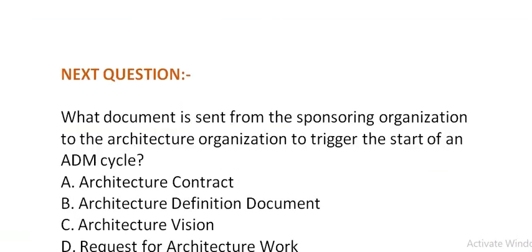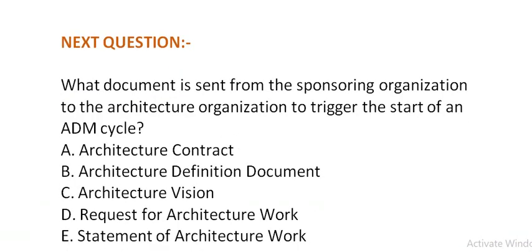Now moving to the next question. What document is sent from the sponsoring organization to the architecture organization to trigger the start of an ADM cycle? Option A, architecture contract. Option B, architecture definition document. Option C, architecture vision.